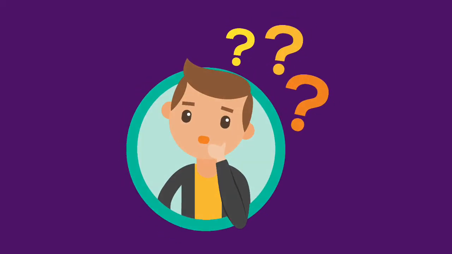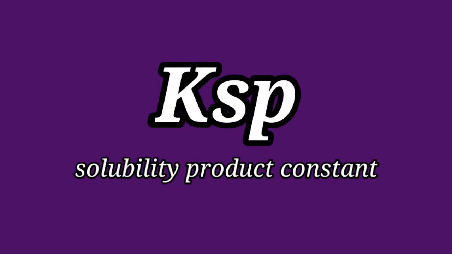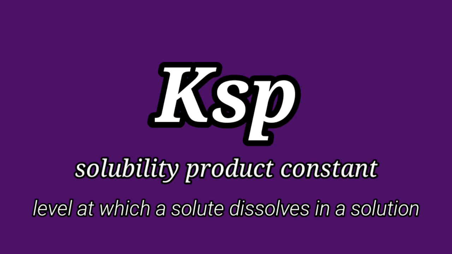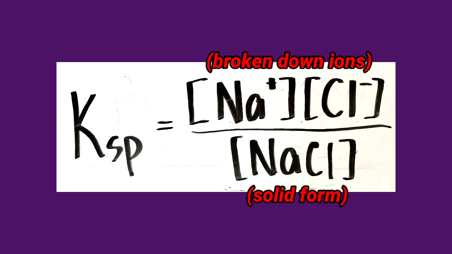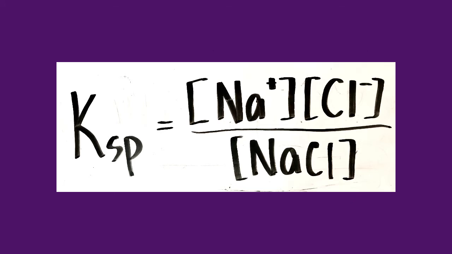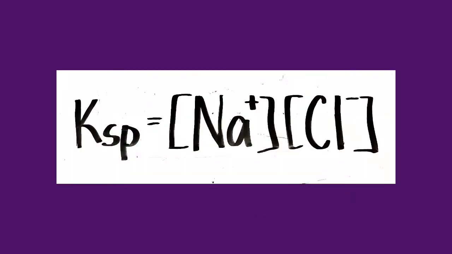So how will we know if it actually dissolves or precipitates? That's where the solubility product constant steps in. This represents the level at which a solute dissolves in a solution. In this expression, we can see the solubility product constant of sodium chloride when it's dissolved in water. However, we can get rid of the reactant since it's a solid, leaving us with this expression.